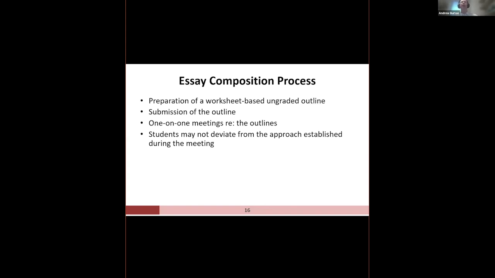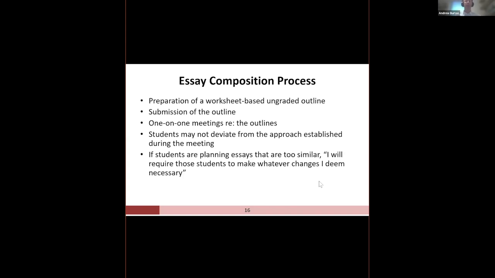It forces students to have to do the work partly on their own, because they can't just, for example, turn to someone else's essay and then deliver it. On that note, I also specify in the instructions that if I see students are planning essays that are too similar, I will require those students to make whatever changes I deem necessary. Because of course, what I don't want is two students to collaborate on an essay together and then submit the exact same essay, which I guess is something that otherwise could happen. So I protect myself from that possibility.